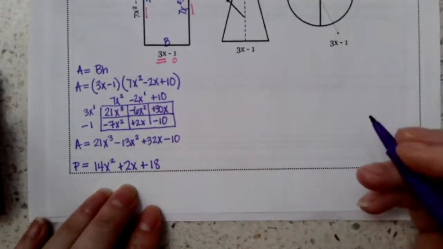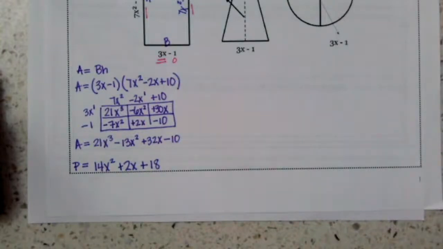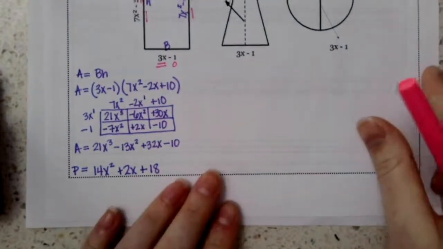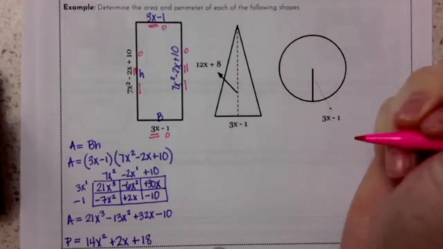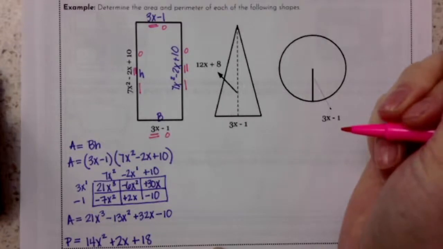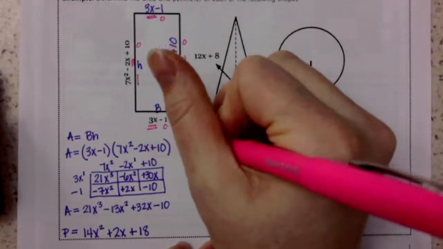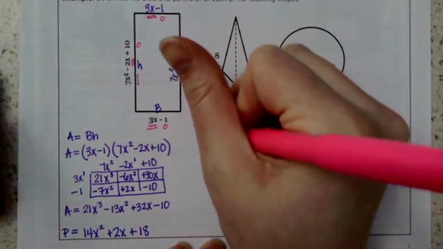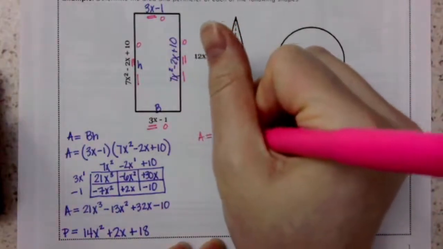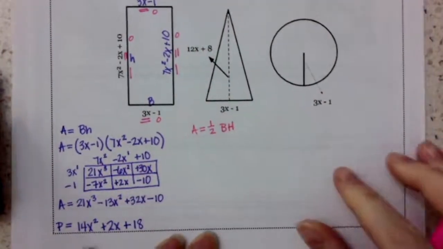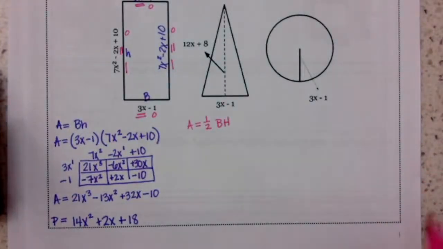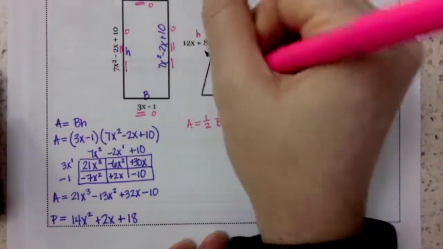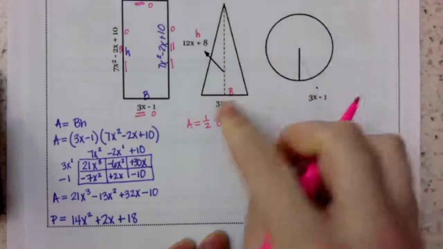So this first one is done. We found our area and our perimeter. Now this second one, this triangle here, for our area, we have 1/2 base times height. So we're basically doing the exact same thing we just did, except at the very end we are going to cut that in half, and this is our height and this is our base.